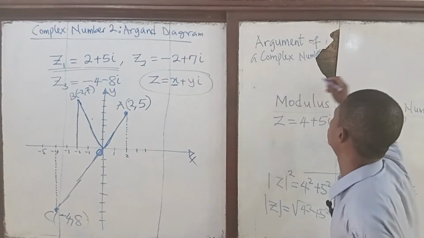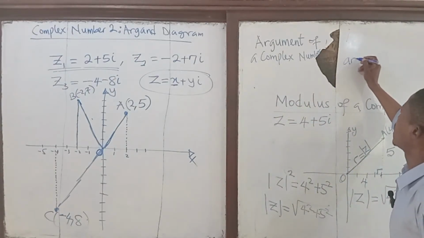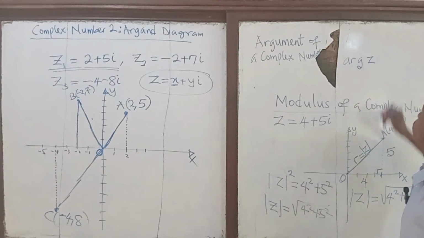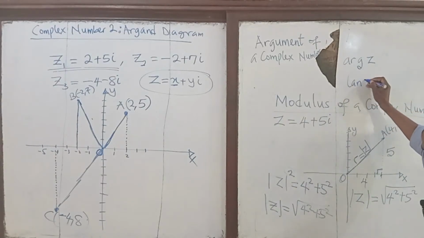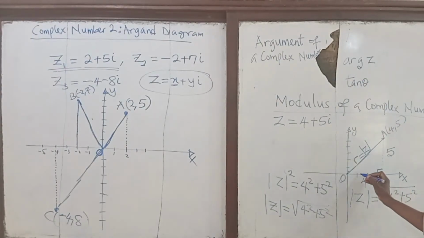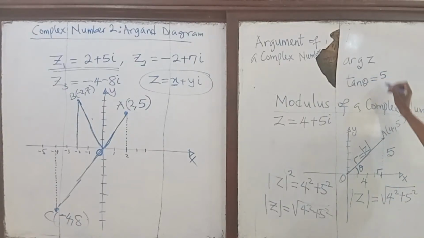The symbol, well, we call it arg z. That's the symbol for argument of a complex number. And we use tan theta to get the argument of a complex number. You can put the theta here. That's the theta, which is equal to opposite over adjacent. Then you can find the theta.